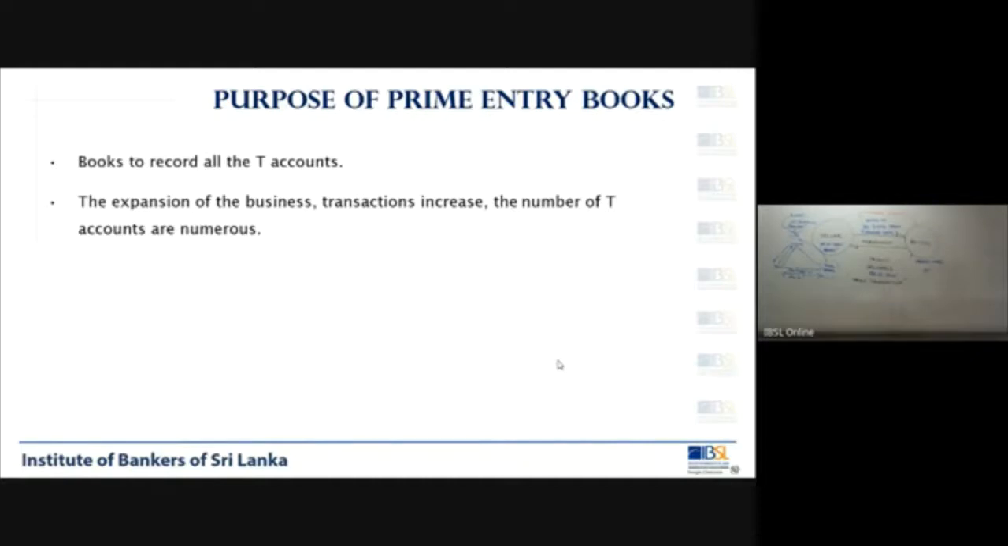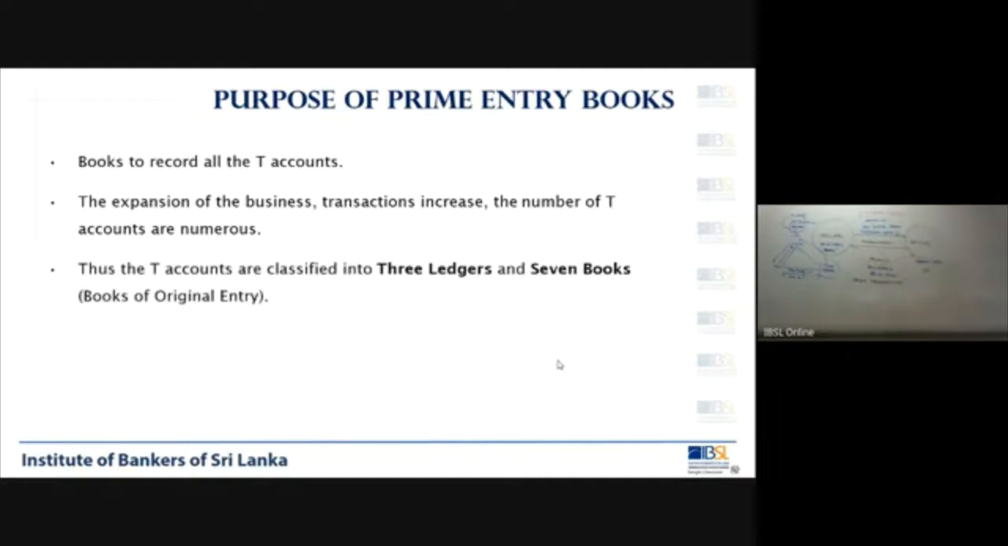So it could be asked as a question in your examination: why are businesses today looking at computerizing their business transactions? Purely because of the expansion of businesses. With the expansion of businesses, business volumes and transaction volumes have increased. As a result, the number of accounts to be maintained has also increased, and this is a cumbersome exercise to maintain in manual books. Therefore, most businesses now have computerized their business transactions.